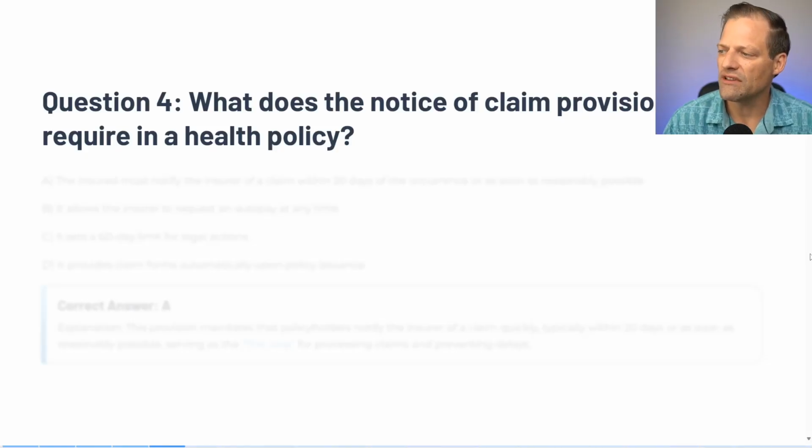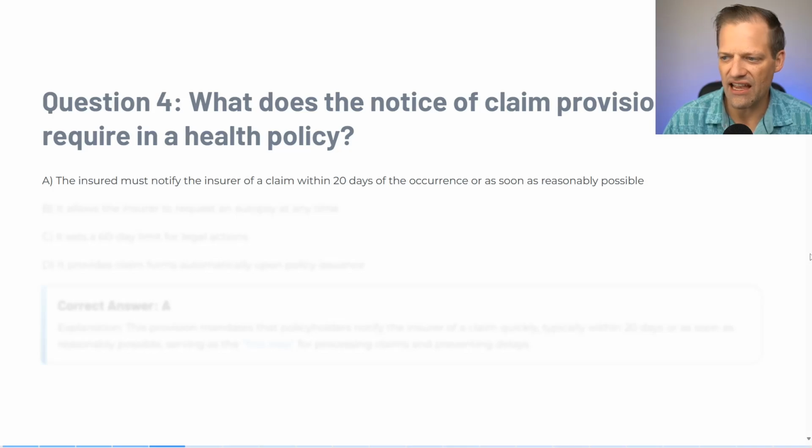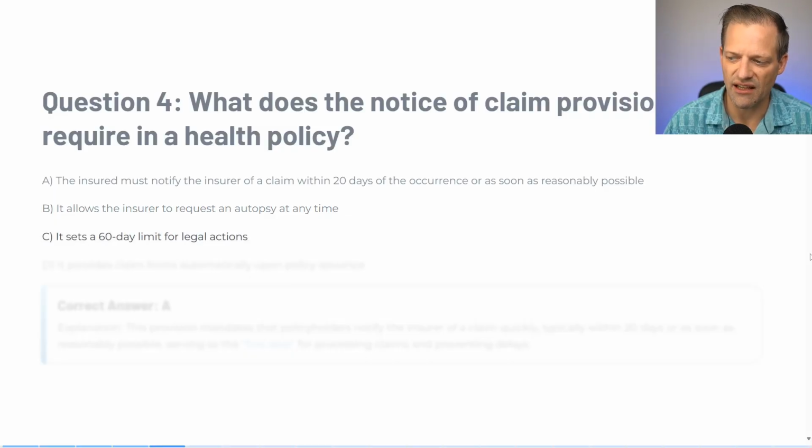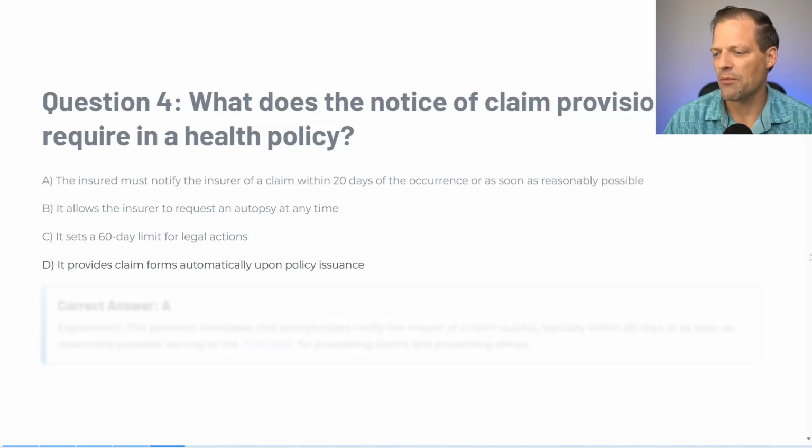Question four, what does the notice of claim provision require in a health policy? Does it A, require the insured to notify the insurer of a claim within 20 days of the occurrence or as soon as reasonably possible? B, it allows the insurer to request an autopsy at any time. C, it sets a 60-day limit for legal actions. Or D, it provides claim forms automatically upon issuance.